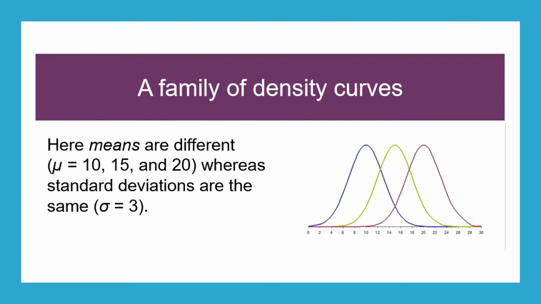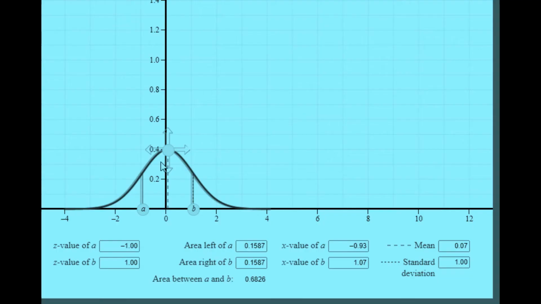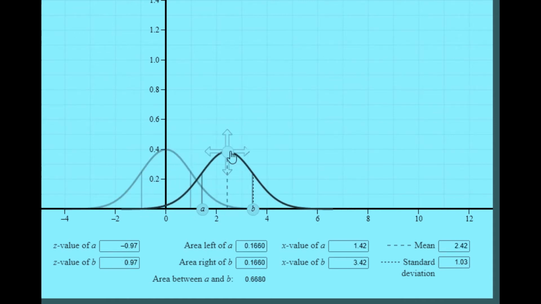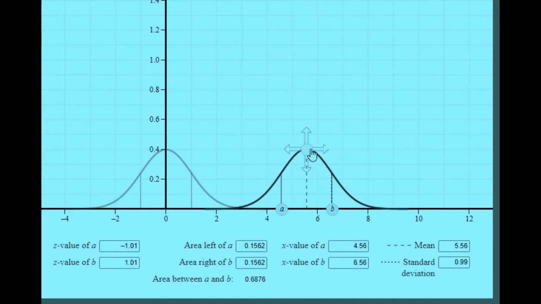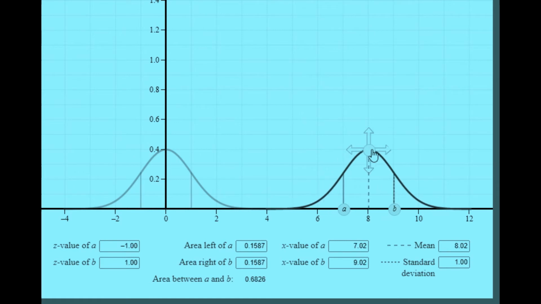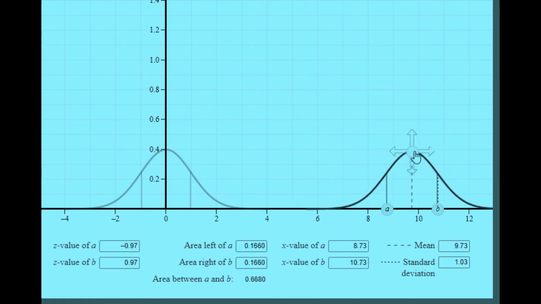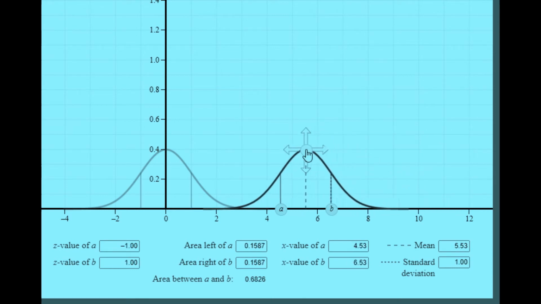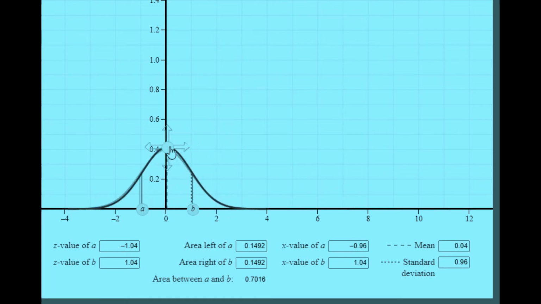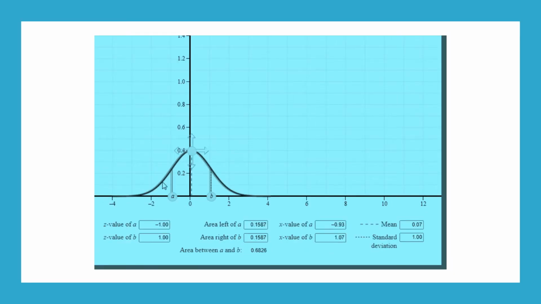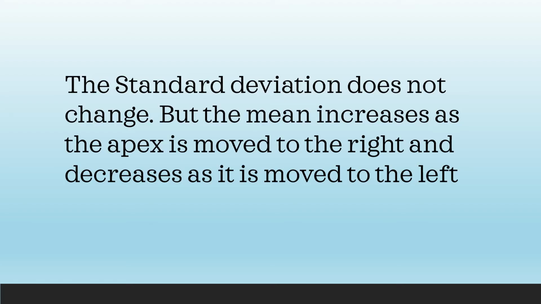We can learn this using an application here. Let's see this. There are two curves here. When I move this, it looks like the standard deviation is not altered, but the mean changes. When I move to the right, the mean increases, and when I move to the left, the mean decreases. The standard deviation is maintained here. Maybe there is a slight difference because the point is not moved exactly at the same height. So we see that the standard deviation does not change, but the mean increases as the apex is moved to the right and decreases as it is moved to the left.